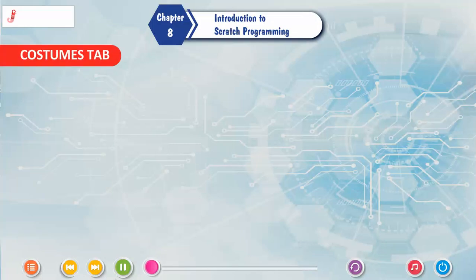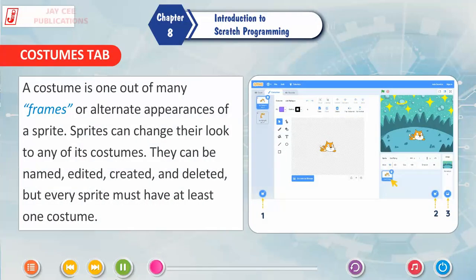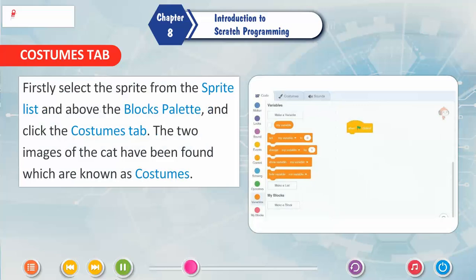Costumes tab. A costume is one out of many frames or alternate appearances of a sprite. Sprites can change their look to any of its costumes. They can be named, edited, created and deleted. But every sprite must have at least one costume. Firstly, select the sprite from the sprite list above the blocks palette and click the Costumes tab. The two images of the cat that have been found are known as costumes.